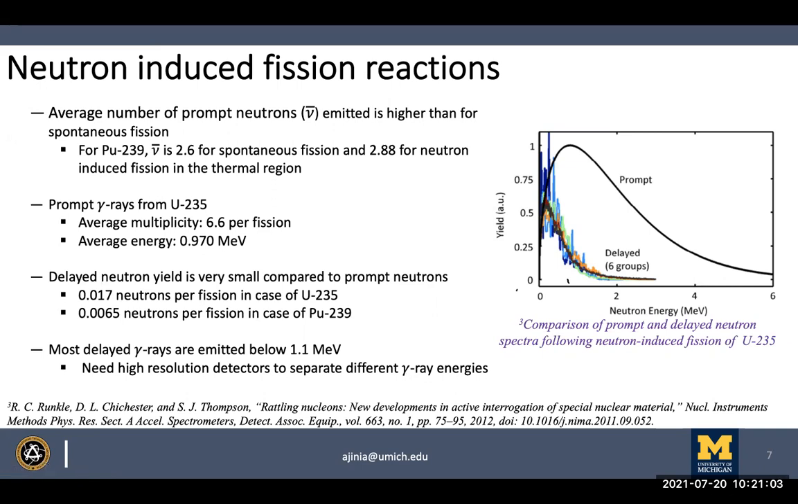That's a very good question. So the question is, is there any criticality risk with the active interrogation? I am going to answer that question in some time. We are getting to some of those concerns and challenges in active interrogation. But thank you for that question.